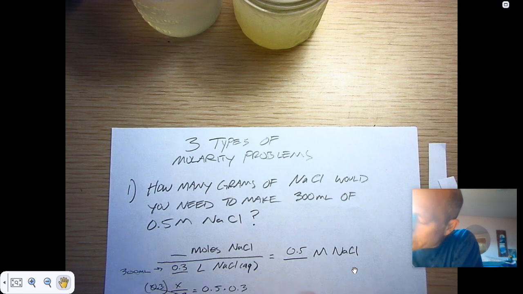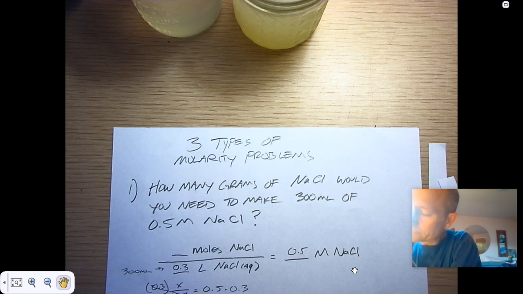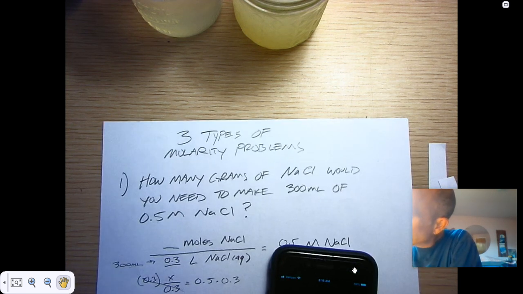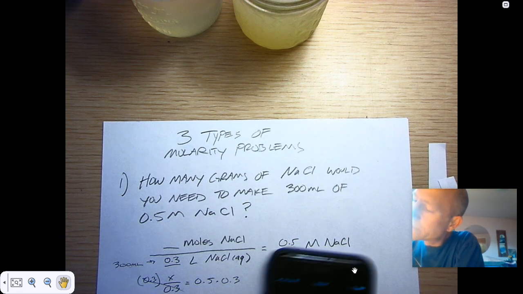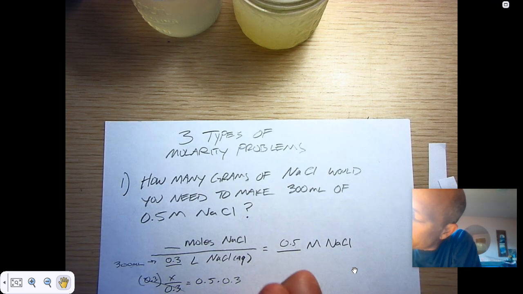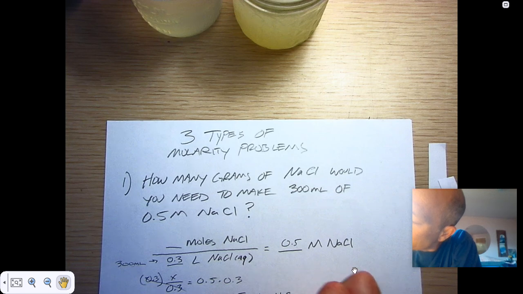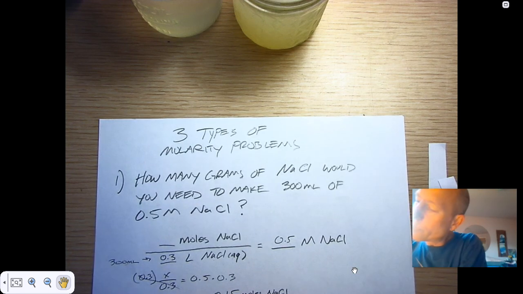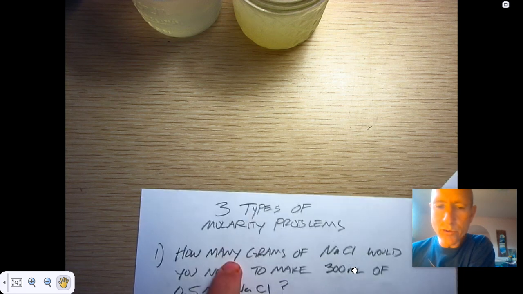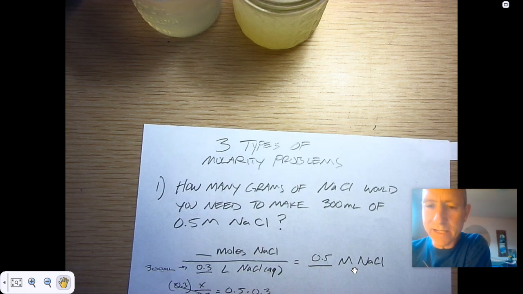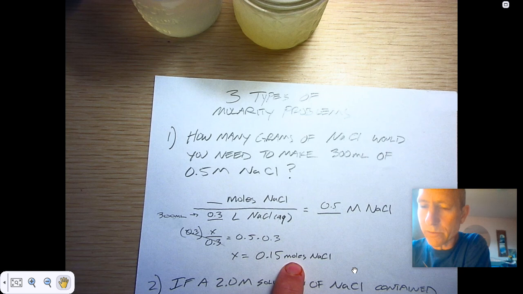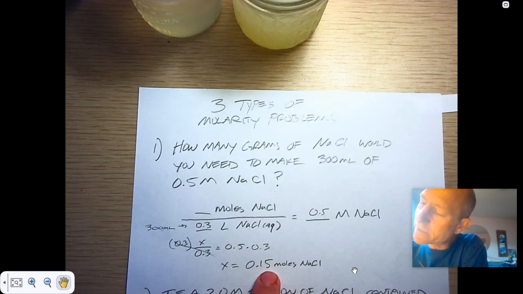So X is equal to 5/10 times 3/10, which is 15/100. 15/100 moles of sodium chloride. But the question asks for how many grams, because our scales can't measure how many moles of sodium chloride you have. Our balances in the lab measure how many grams you have. So we need to translate this into grams.